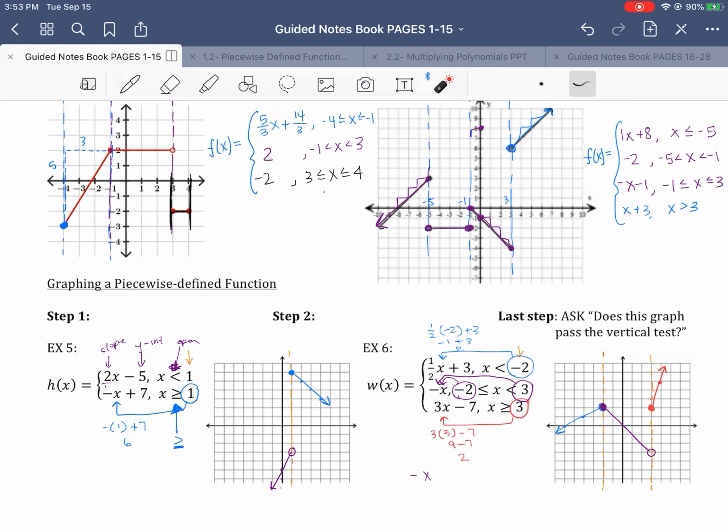Again, the last question we ask, does this pass the vertical line test? So we go like this. Yep, that guy stayed in his barrier, this one stayed in his barrier, and this one stayed in its own barrier. Lastly, you're going to be asked to identify the domain and range.